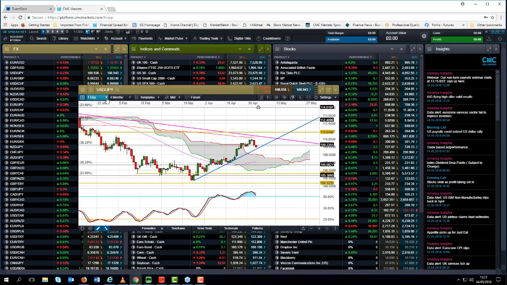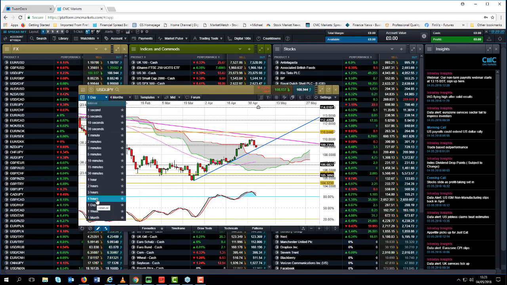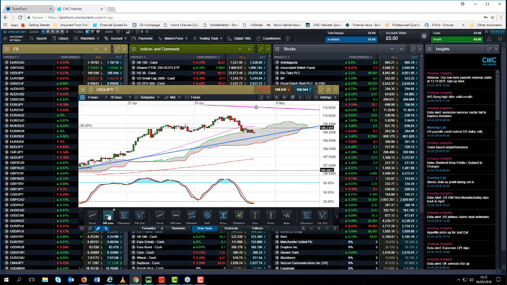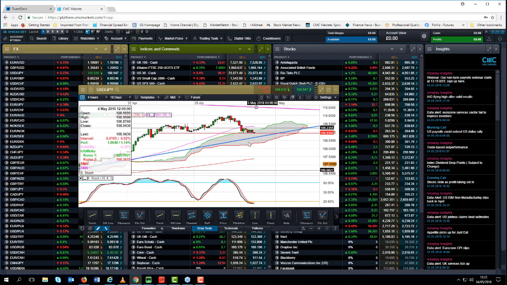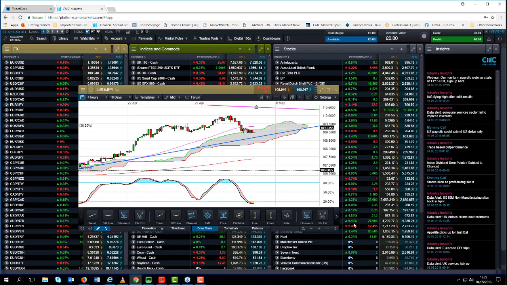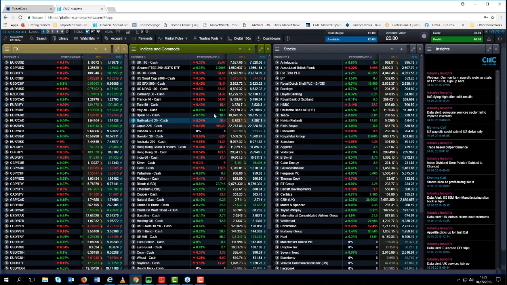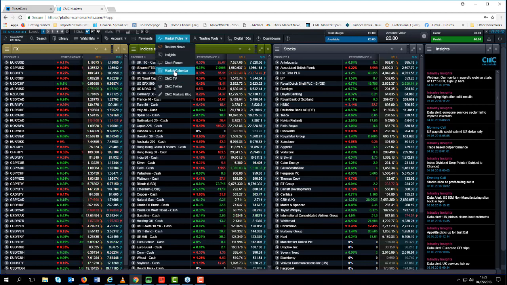Now, if we change that chart to a four-hour chart, we can see from this chart here that around about 108.70, 108.80, there's likely to be a decent area of support all the way through this level. Here, we've got just below that, around about 108.70, 108.80, generally tends to be support on dollar yen. So keep an eye on that when these numbers come out later in around about 10 minutes' time. Let's go to the calendar.